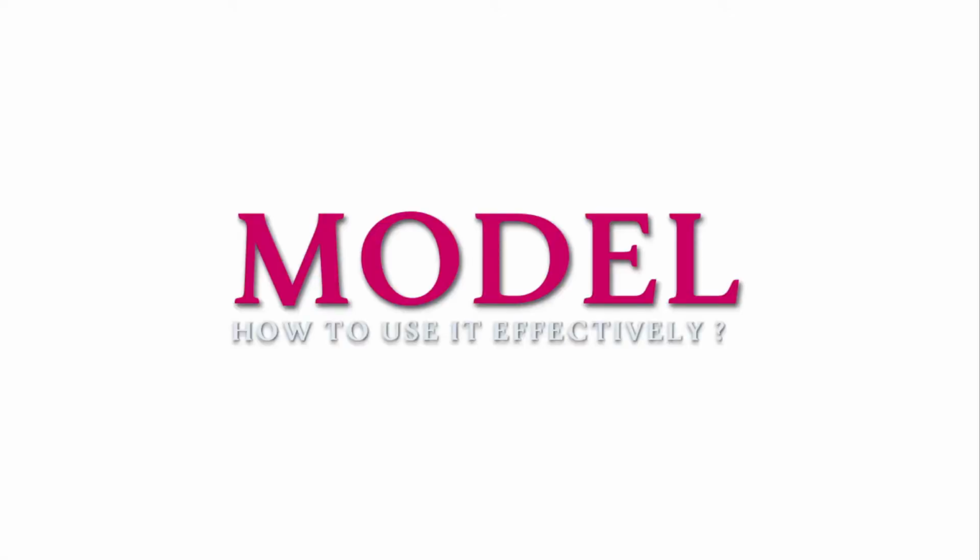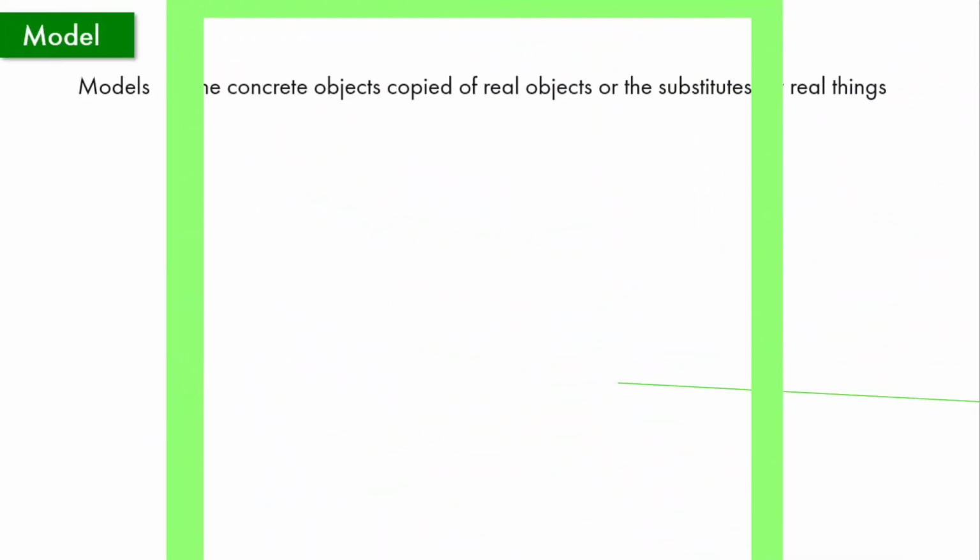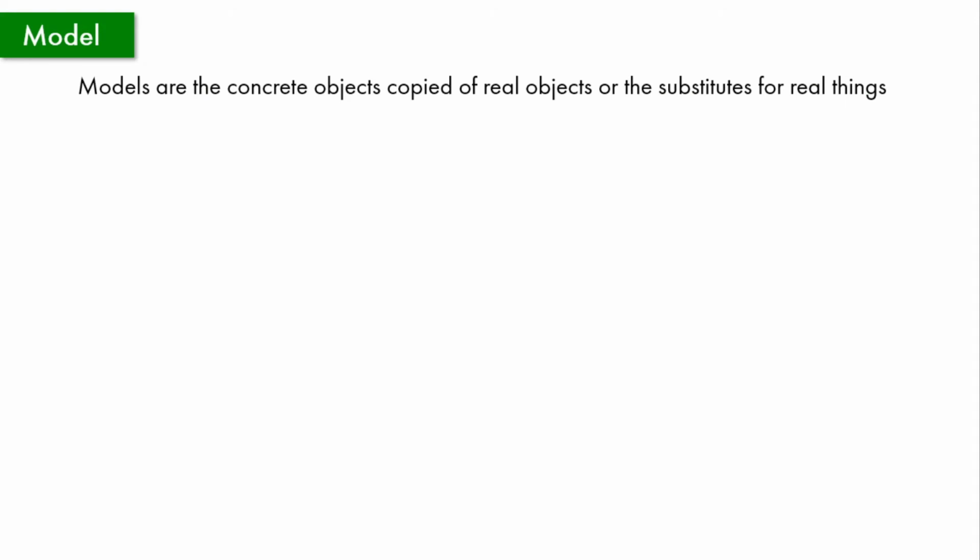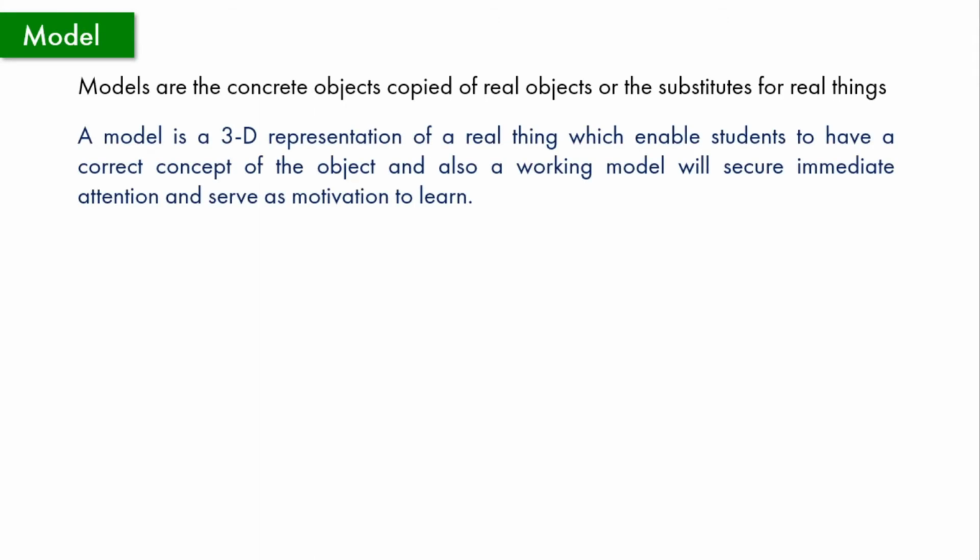When for some reason or the other, it is not possible or advisable to use the real objects, models prove very useful and effective means of educating the students. Models are concrete objects copied from real objects or substitutes for real things. A model is a 3D representation of a real thing which enables students to have a correct concept of the object, and also a working model will secure immediate attention and serve as a motivation to learn.